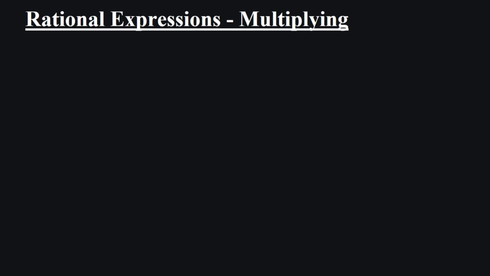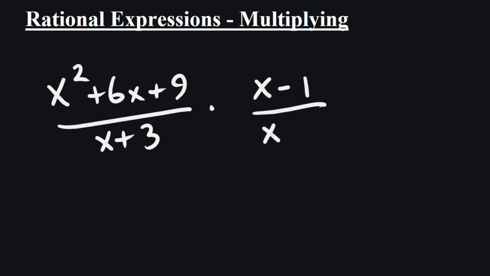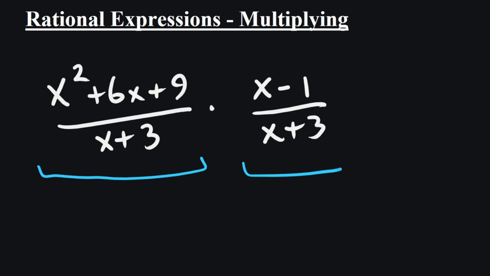Hey everyone, in this video I want to talk about how to multiply two rational expressions. So let's say we had these rational expressions, x squared plus 6x plus 9 over x plus 3, and we wanted to multiply it with x minus 1 over x plus 3. As you can see, we have two rational expressions, and we want to multiply both of them.